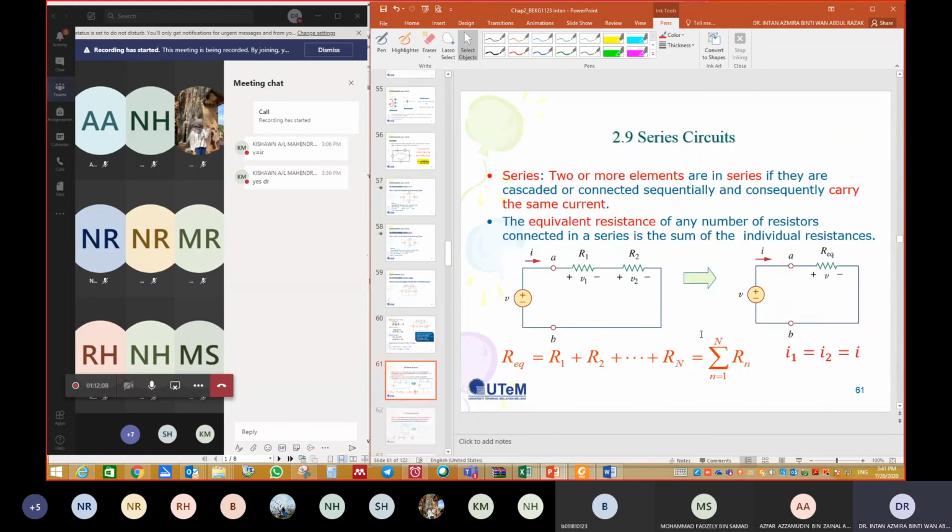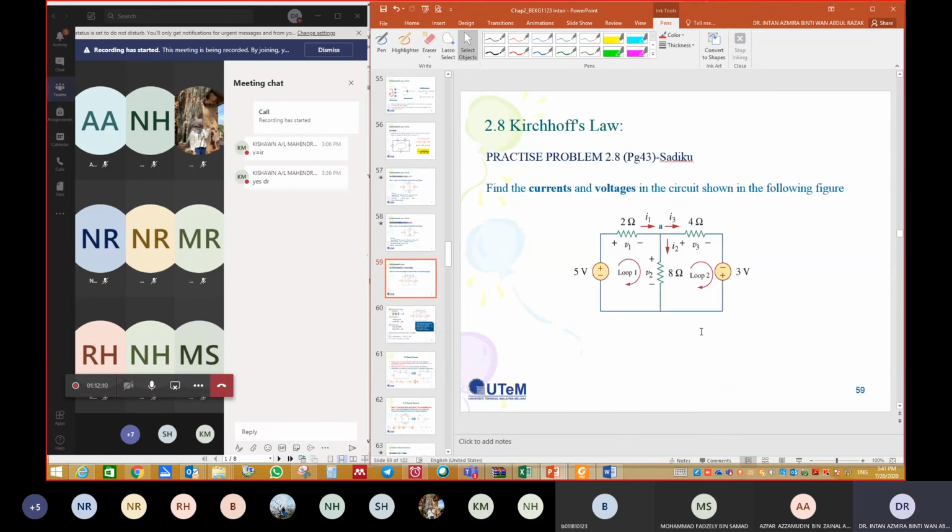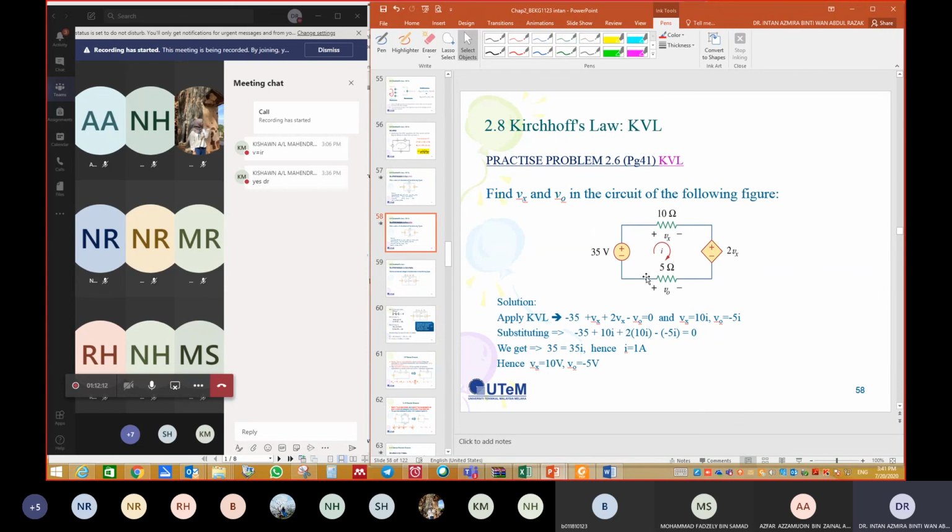Series circuit. So if we find Vx and V0, apply KVL. This equation uses the first sign: minus 35 plus Vx plus 2Vx minus V0 is equal to 0, and we know that Vx is equal to 10 times I, and V0 is equal to minus 5I.